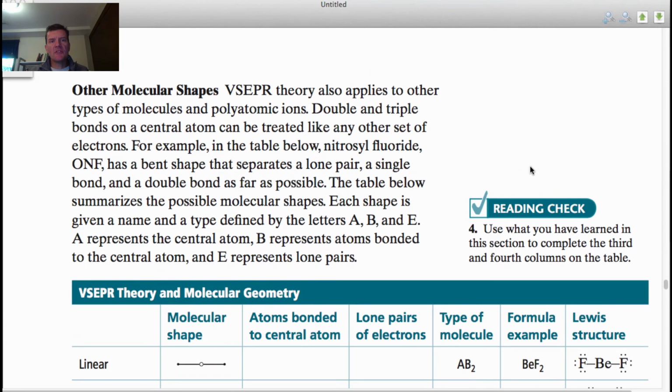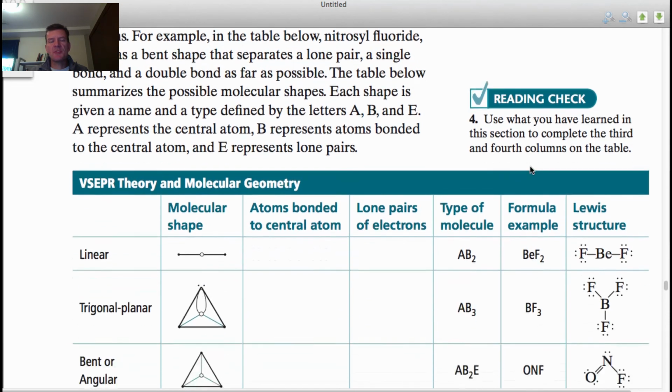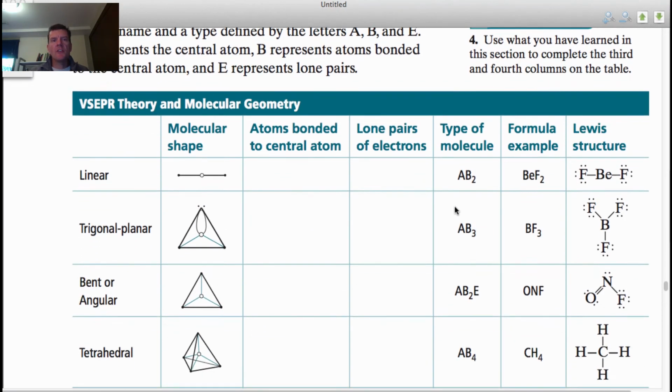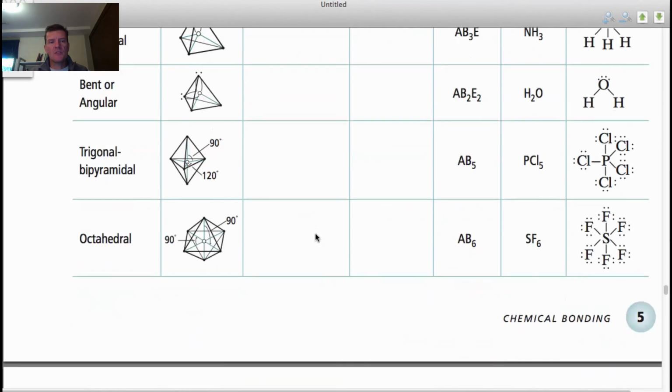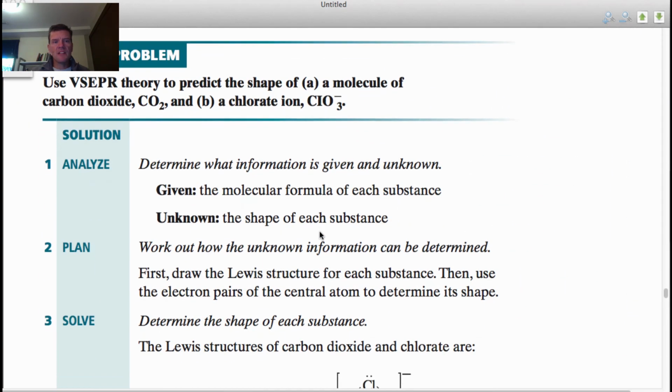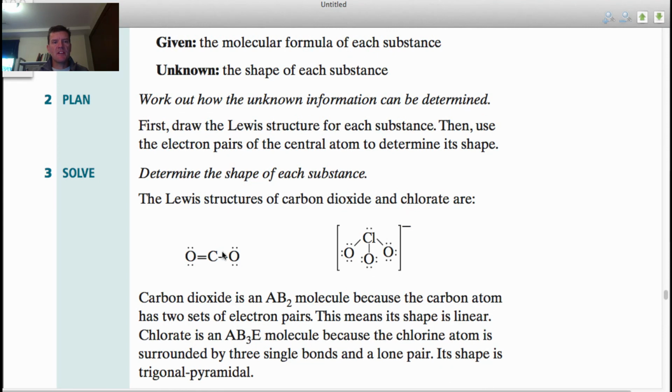So here's what you need to do in order to determine the shape. It's real simple. After you draw your Lewis structure, all you need to determine is the atoms that are in bonds, the electrons that are in bonds, and the number of lone pairs of electrons that are not in bonds. And then all you do is you match it up to this table. Okay? So let me show you a quick example here. Let's draw this one here.